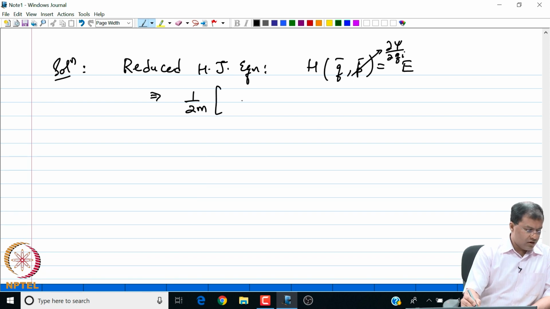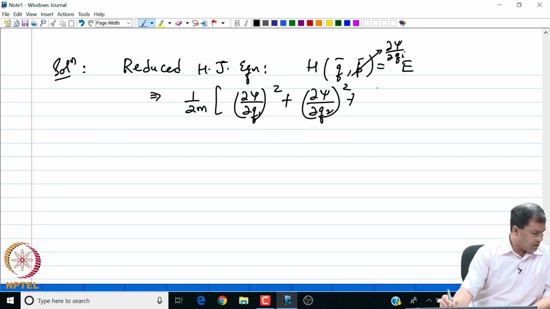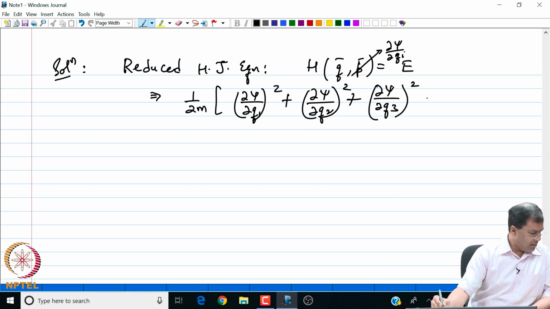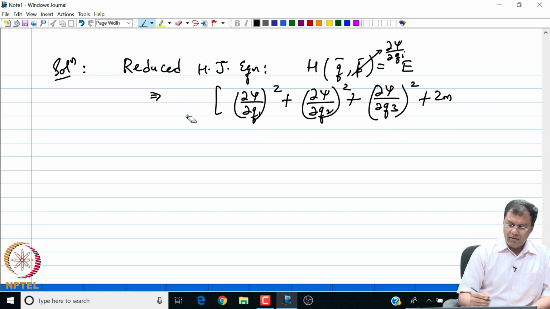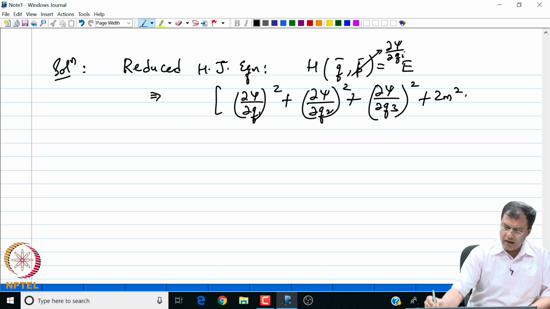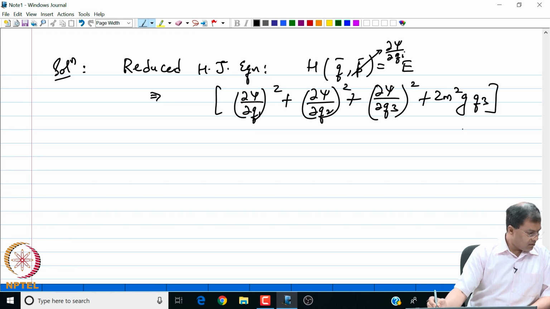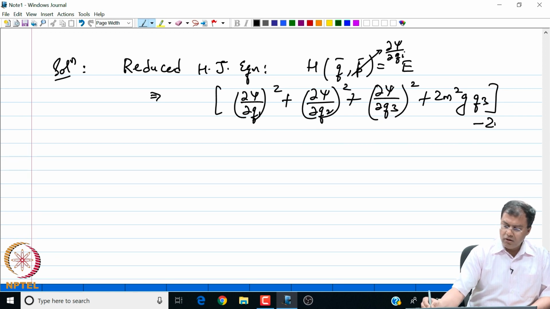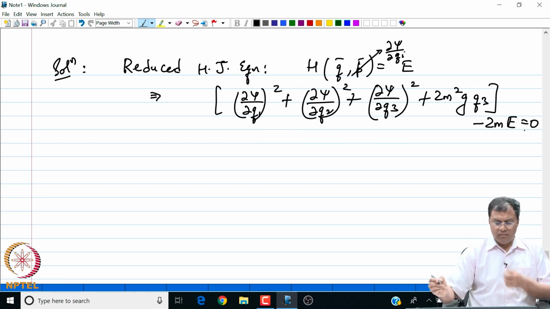So, this is 1 by 2m. Instead of P1 square, I have del psi del Q1 whole square. Instead of P2, I have del psi del Q2 whole square, and instead of P3, I have del psi del Q3 whole square plus 2m. Well, I have multiplied throughout by 2m. So, plus 2m square g Q3 minus 2mE is equal to 0.